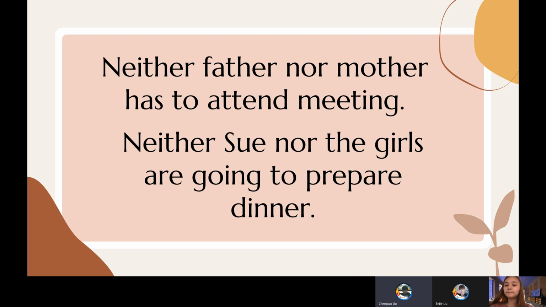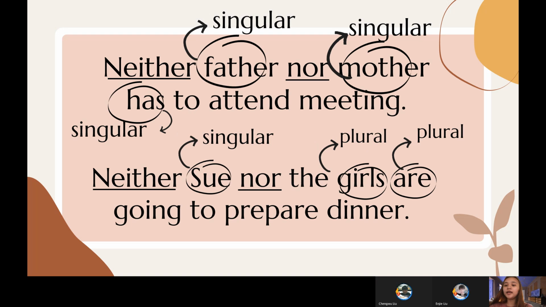For the first sentence, father and mother, ma'am. For the second sentence, Sue and the girls. Okay, thank you, Cheng Wu. Using neither as a conjunction has the same rules as either as a conjunction.